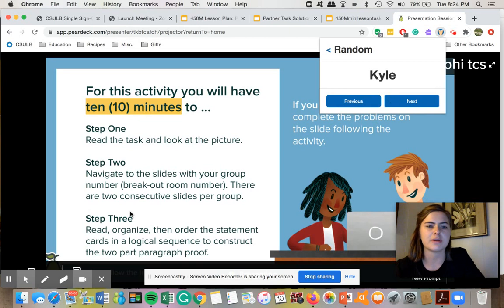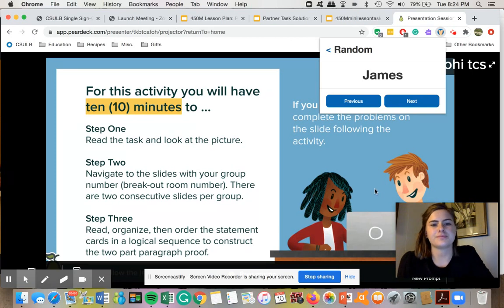Perfect. Kyle, would you read step 3? Let's try James. James, will you read step 3? Okay. Got it? There we go. Step 3 says read, organize, then order the statement cards in a logical sequence to construct the 2-part paragraph proof.